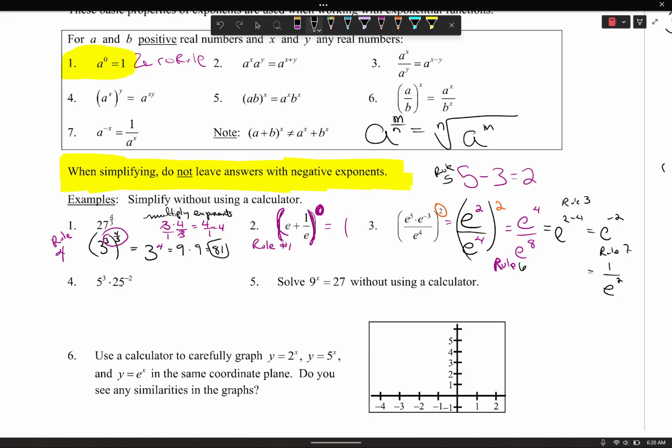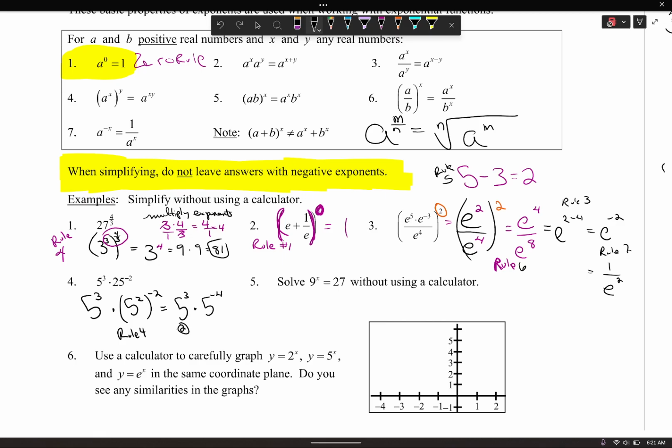Notice that 25 is 5 squared, and so I could say that I have 5 cubed times 5 squared, which is being taken to the negative 2 power. What rule is this going to be? This is rule 4. So I have 5 cubed, and it is times... What do I do with these? Remember, we just multiply, and so I have 5 to the negative 4, because negative 2 times 2 is negative 4.